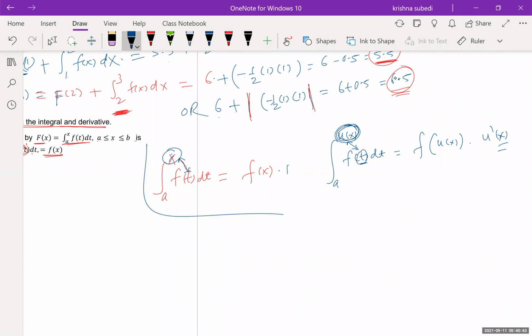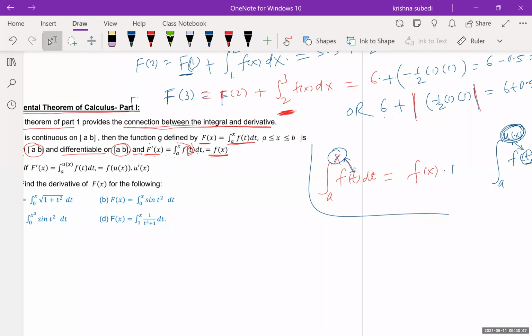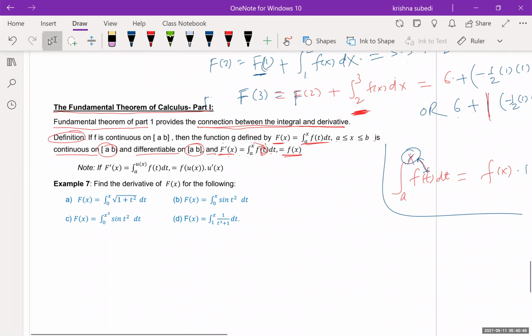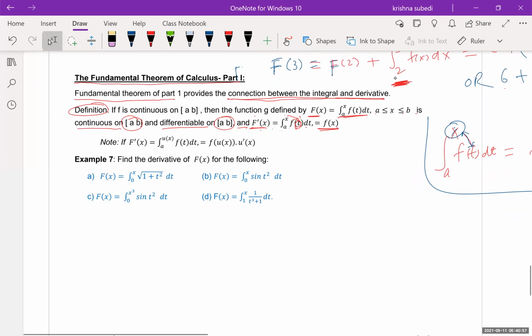So that's the formula. The proof of the formula is not required for this course, even though we do the proof for another math course, Math 152, but the proof is not required for this course. Let's quickly do some of the problems here. Find the derivative of F of x for the following. So part A.